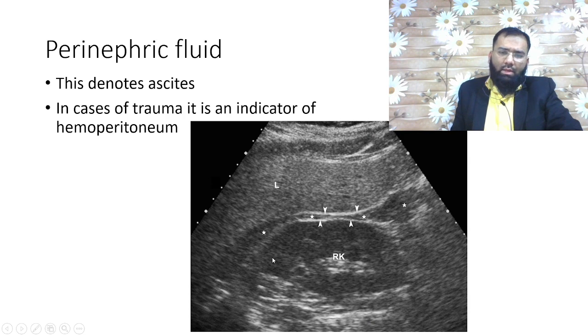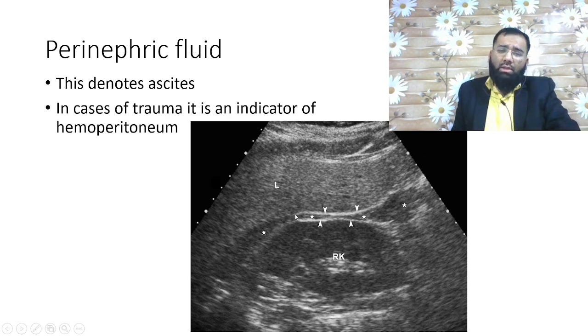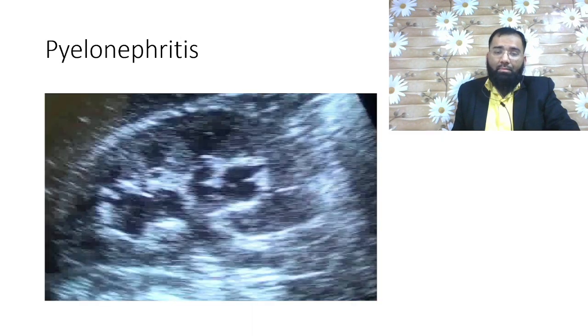Again, this is kidney, and this is liver, and can you see a flare of fluid in between them? This is a marker of perinephric fluid. This fluid is anechoic, very important. In cases of trauma, if you get such fluid, this is the region of Morrison's pouch, and that becomes an indicator of hemoperitoneum in cases of trauma.